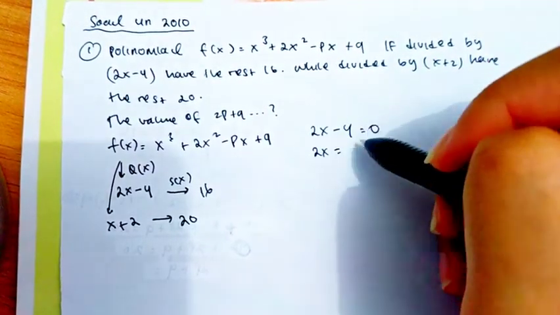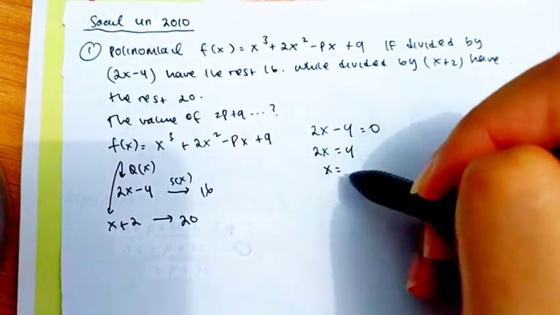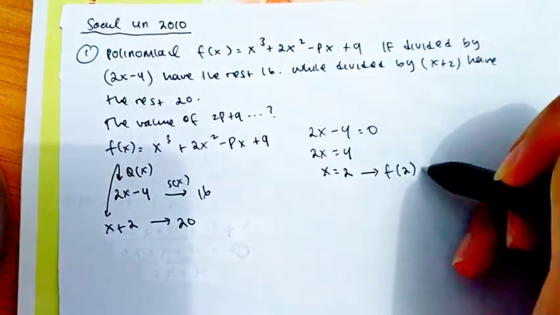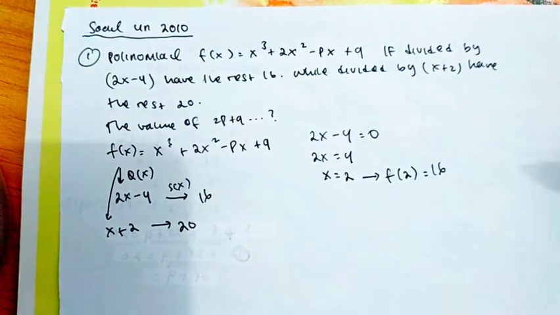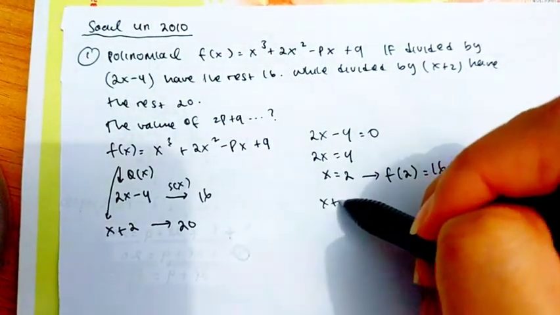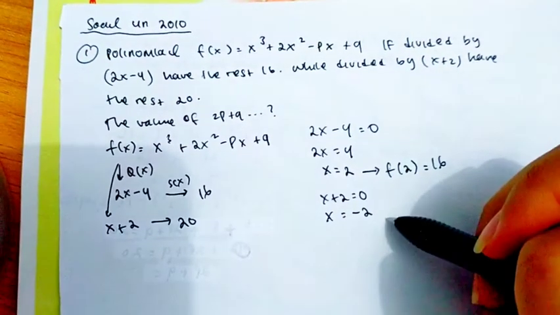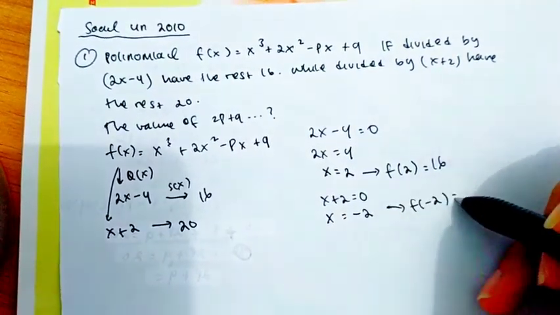2x, it moves over here, so it's going to be 4. And then x equals 4 divided by 2, which is 2. So f(2) has the rest 16, right? And then x + 2 equals 0. x moves over here, so it's going to be minus 2. And f(-2) has the rest 20.